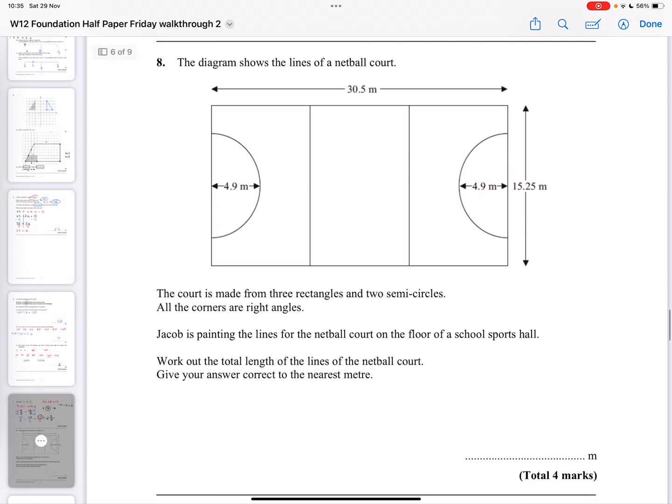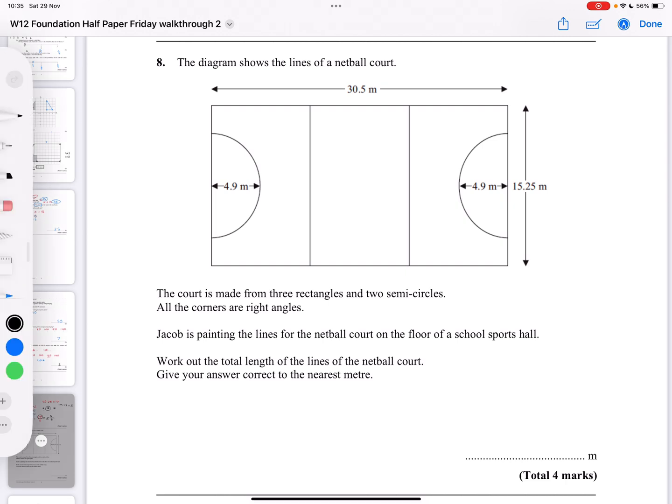Question 8. The diagram shows lines of a netball court, and the court is made up of 3 rectangles and 2 semicircles. All corners are right angles, and Jacob's painting the lines for the netball court on the floor of the school sports hall. Work out the total length of lines of the netball court and give your answer to the nearest metre. So it's quite a big question for 4 marks.